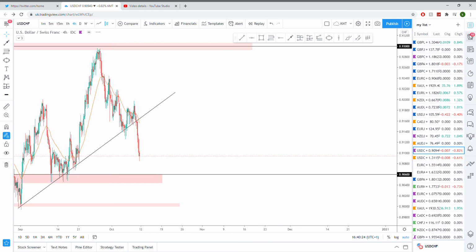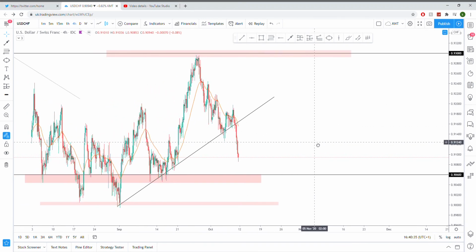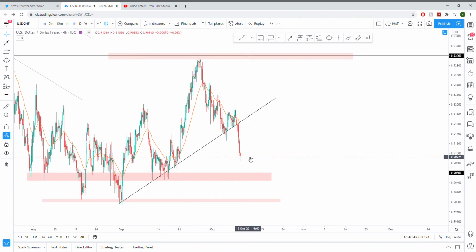That's AUDJPY for tomorrow, and coming to the last pair for this video is USDCHF. So the idea behind this pair is quite a tricky one. I do have mixed views about this, but I will discuss what I'm thinking right now. What I'm looking at is obviously this uptrend here. We see a very strong break to the downside.